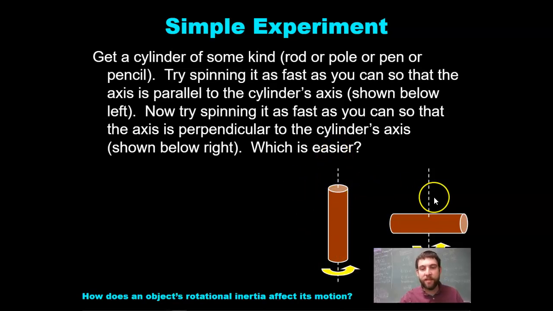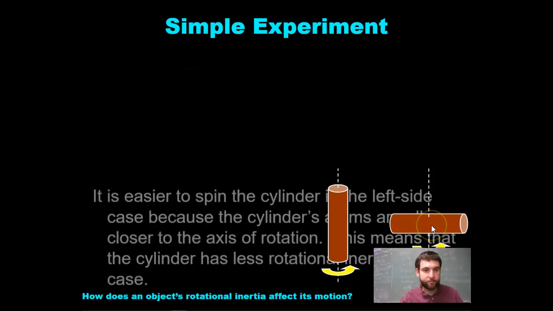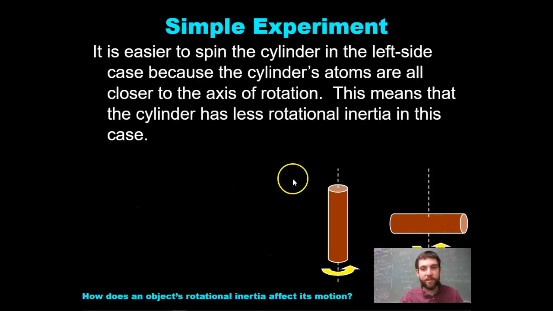Now try spinning it as fast as you can so the axis is perpendicular to the cylinder's axis, shown here. So it's rotating about its center of mass. It's easier to spin the cylinder on the left side because the cylinder's atoms are all closer to the axis of rotation. This means the cylinder just has less rotational inertia in this case.